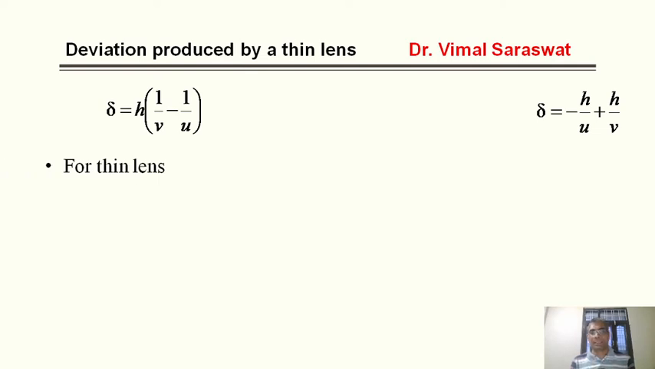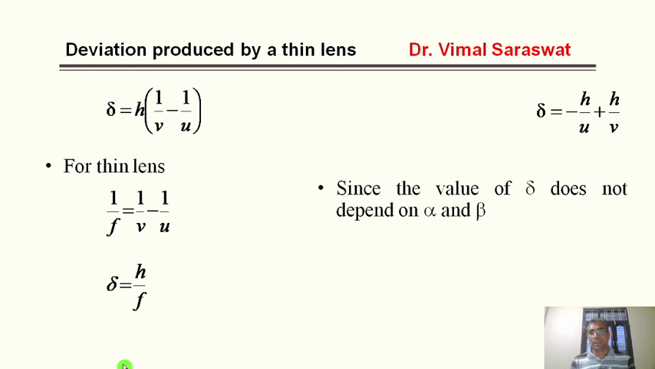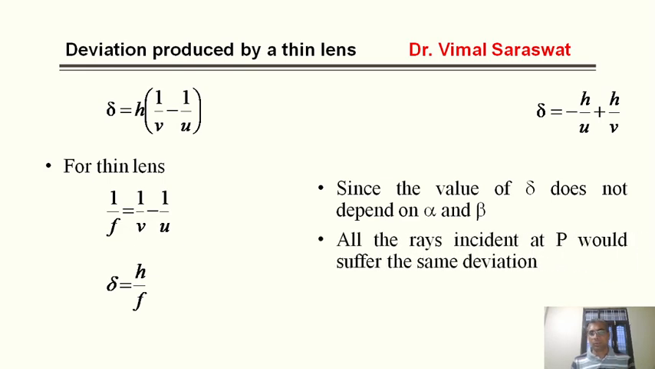But for a thin lens, the formula is 1 upon F equal to 1 upon V minus 1 upon U. Here F is the focal length of the thin lens. So 1 upon V minus 1 upon U can be replaced by 1 upon F. So delta equal to H upon F. Since the value of delta does not depend on alpha and beta, all the rays incident at P would suffer the same deviation.